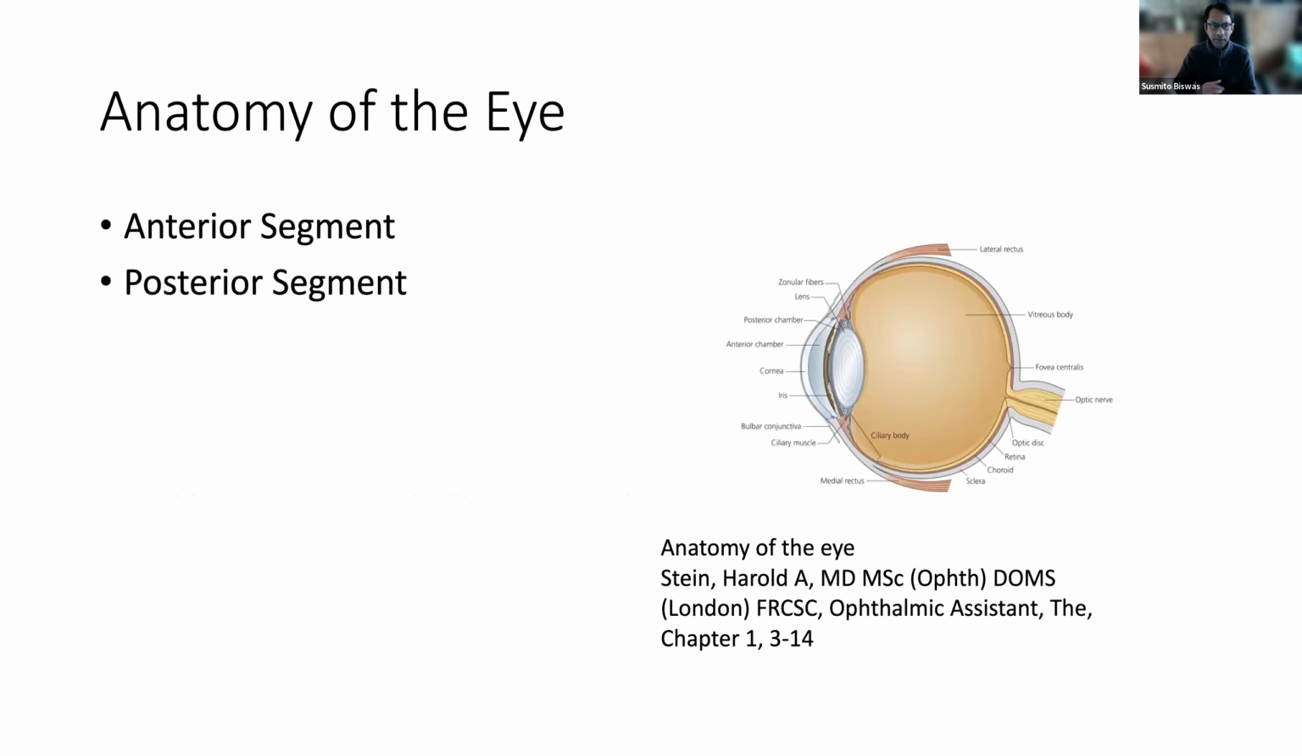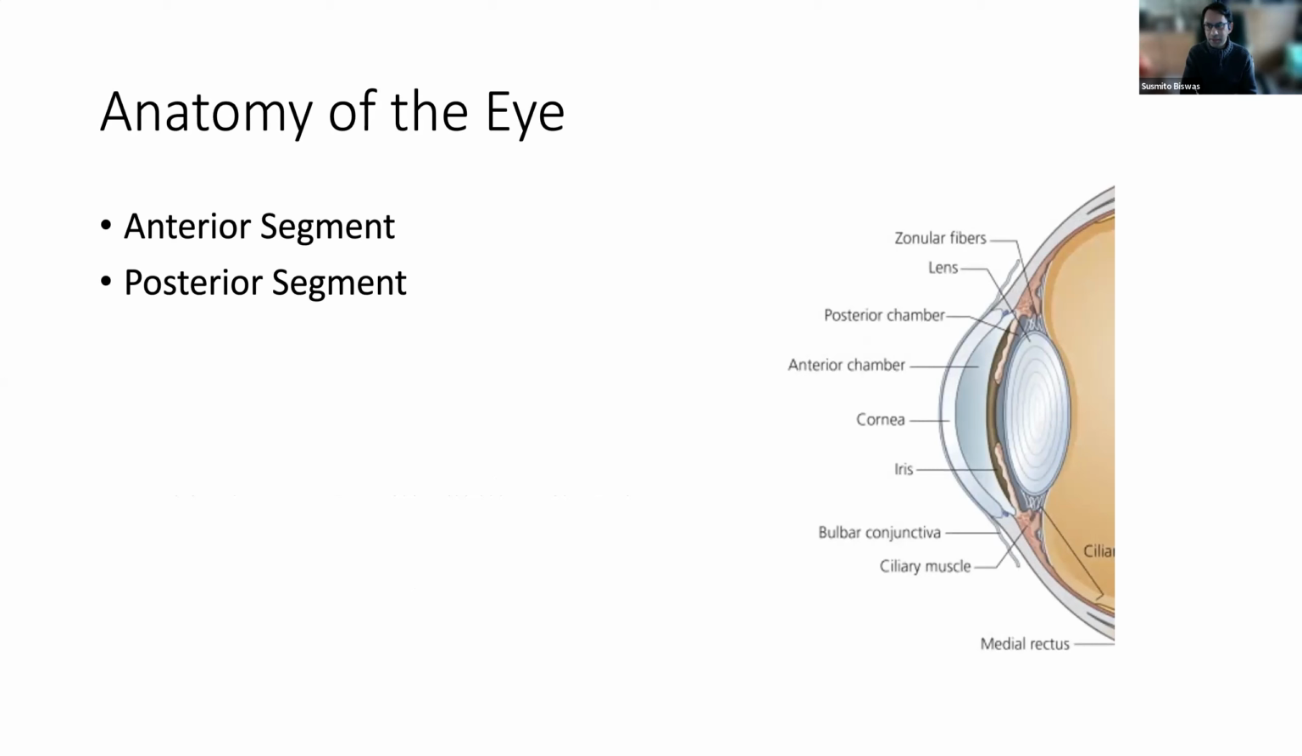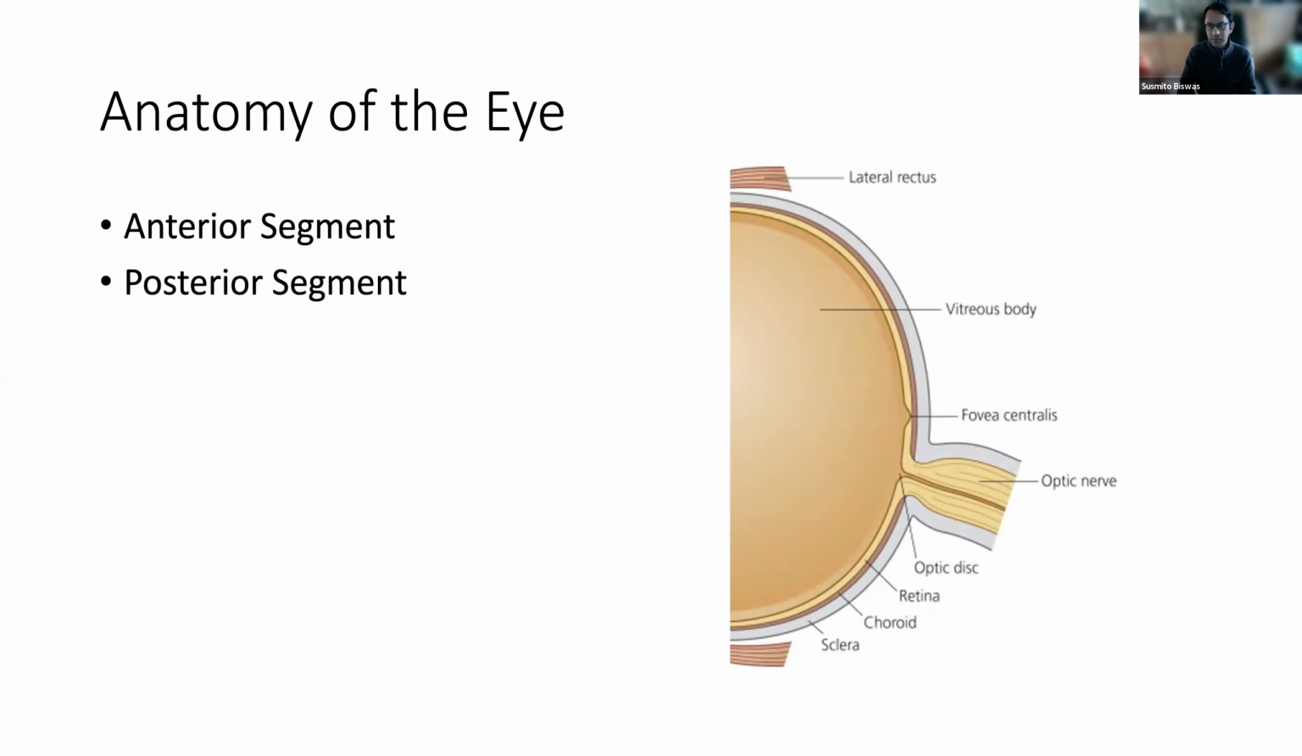So just to go over the anatomy, we break up the eye into an anterior segment and a posterior segment. The anterior segment is all the focusing bits of the eye, the cornea, the clear window at the front of the eye, and the lens, which does the fine tuning of the focus. And the posterior segment is principally involved with converting light into electrical signals. That's the retina that does that, and that sends it from the eye down to the brain through the optic nerve.